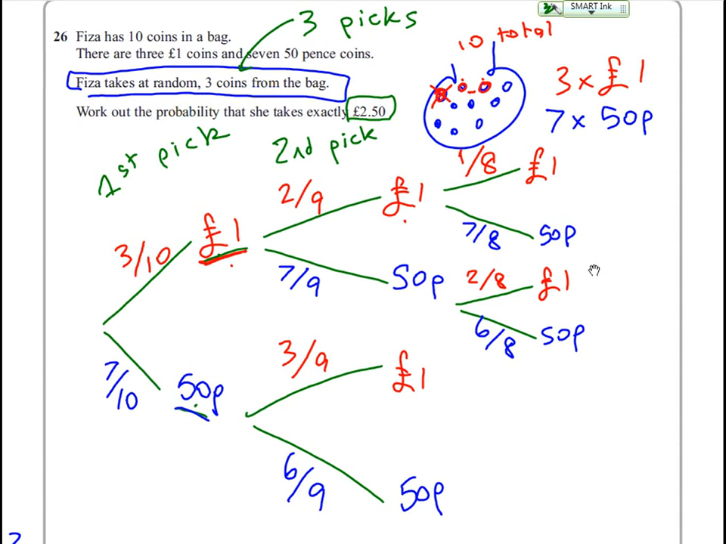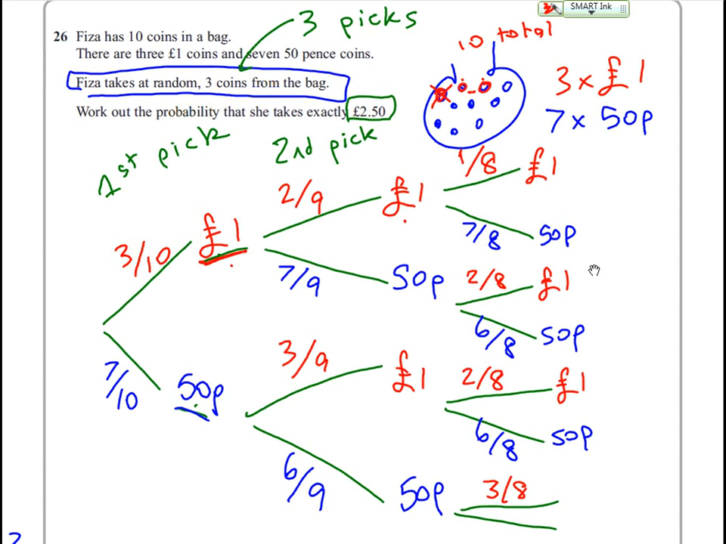Next one, if he'd picked 50p then a pound, 1 pound's gone, so there's only 2 left out of 8 for pounds. And 1 50p's gone, so there's 6 left out of 8 for 50p. The final case, if I can fit it on okay, he's got no pound coins picked yet, so there's still 3 left out of 8 for a pound coin.